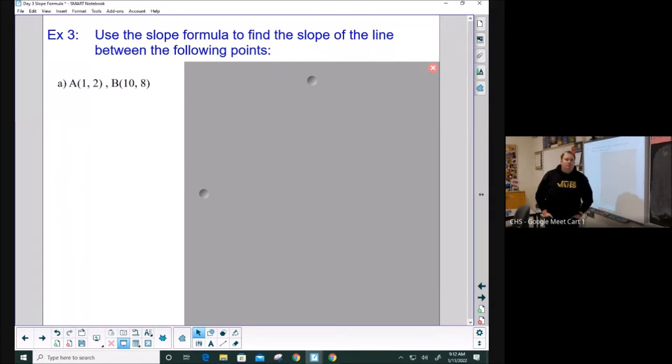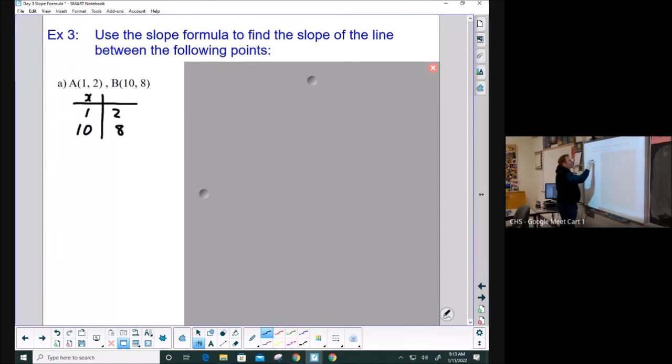So we're going to try and find the slope between the point A, which is (1, 2), and the point B, which is (10, 8). So first, let's try delta y over delta x. So by drawing our little chart and saying the first coordinate is A, which is (1, 2), and the second coordinate is (10, 8). By just writing it in a quick little table, we can see the change in y divided by the change in x pretty quickly. Can someone tell me what the delta y is?